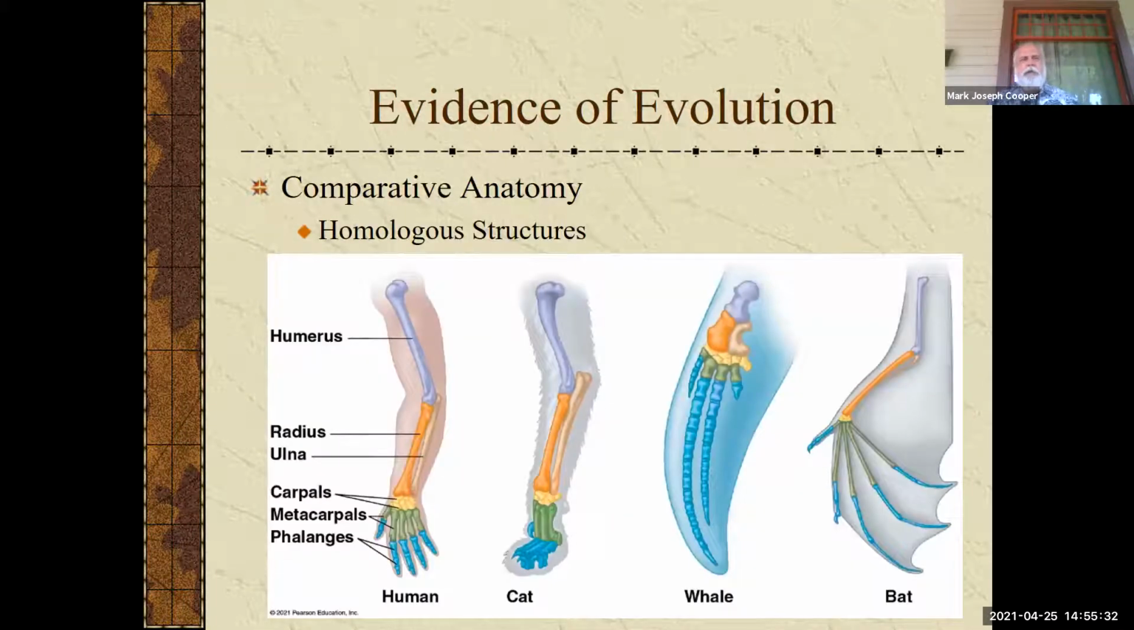All right, another piece of evidence is comparative anatomy, homologous structures, and this is kind of the magic picture that everybody shows you. These are mammal front limbs, and what you can see is they look quite a bit different. The human hand, a cat's front leg, a whale's front flipper, and a bat's wing are all homologous structures, and we all have the same types of bones.